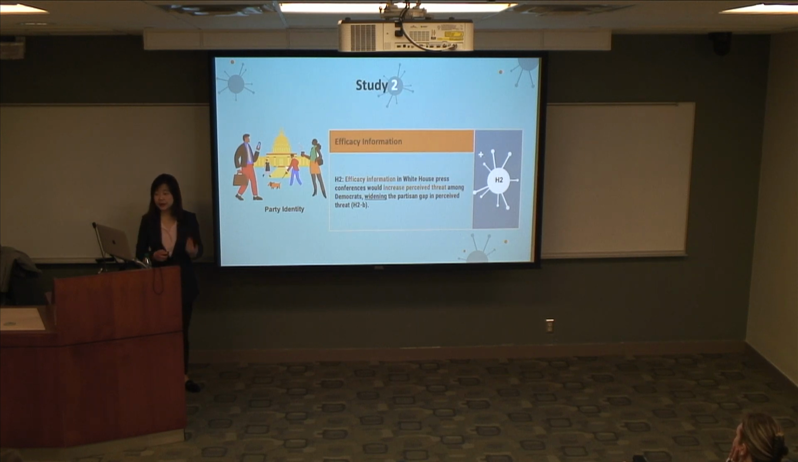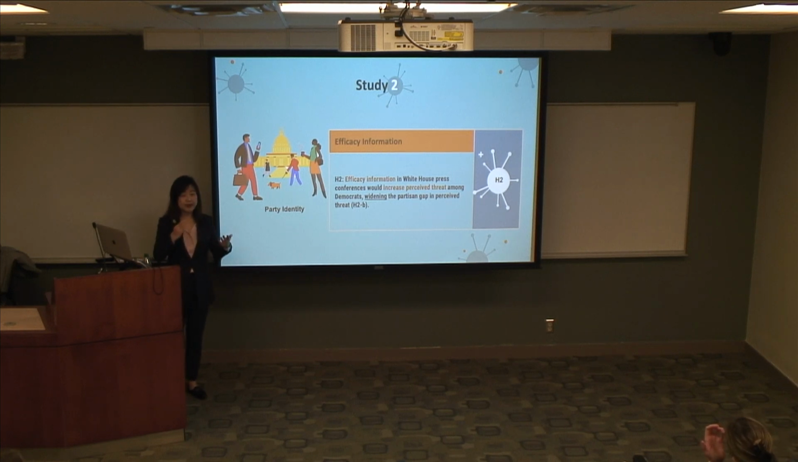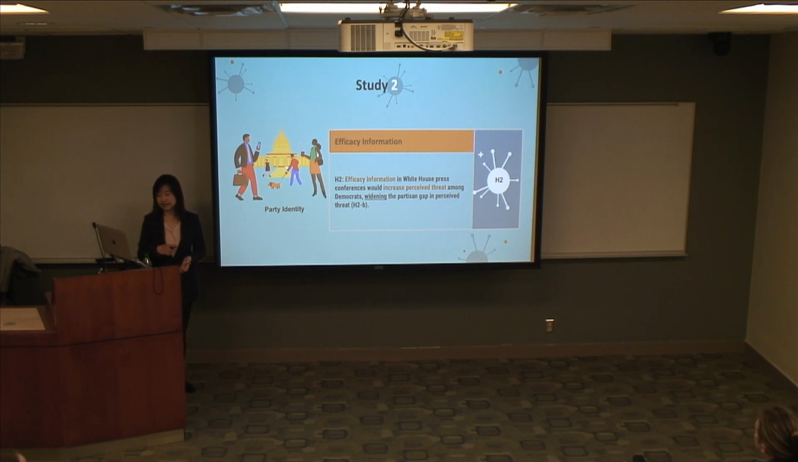On the other hand, for Democrats, since the anchoring point is that Trump's administration didn't handle COVID-19 well, excessive efficacy information from the White House press briefings would make them think that the information is not accurate, the information is not true, which in turn may increase their perceived threat of the COVID-19 pandemic. So we predicted that efficacy information from the White House increased the perceived threat among Democrats, which widens the partisan gap in perceived threat.